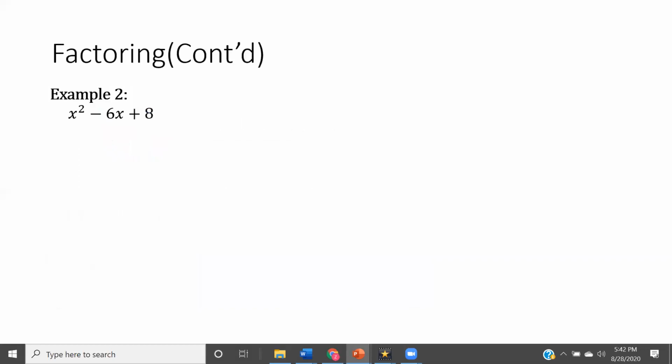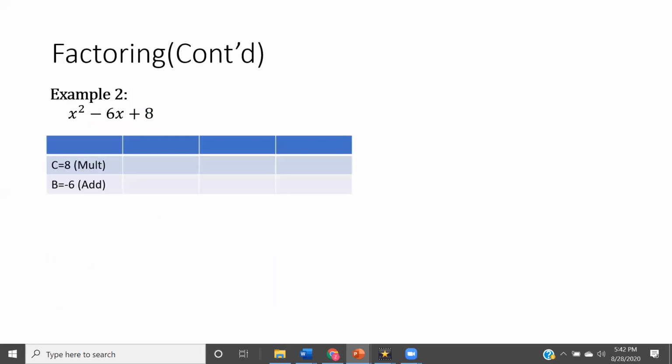So to see another example of this, we have x squared minus 6x plus 8. I pull out a table. You don't always have to pull out a table, but it's a good idea to use to organize your thoughts, especially if this is one of the first times you've ever done factoring. So again, we play this game. I want to find 2 things that multiply to get me 8 and add to get me negative 6. 1 and 8 multiply to get me 8. Sure. 1 plus 8 adds to get me 9. So that one doesn't quite work.